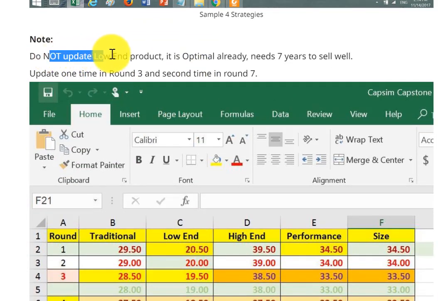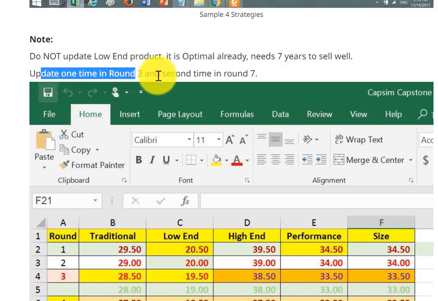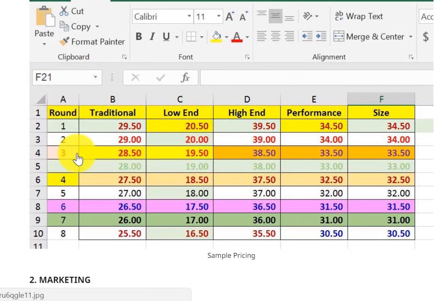And do not update the low-end product. It's optimal already, and low-end needs 7 years to sell best. We update only one time in round 3 and the second time in round 7. And also in the Excel file, you can keep track of the price. For each round, we reduce the price by 50 cents.